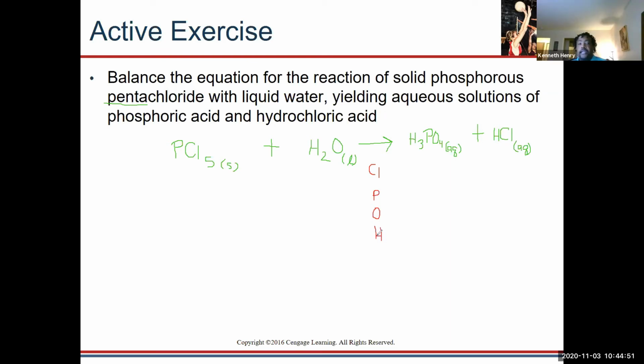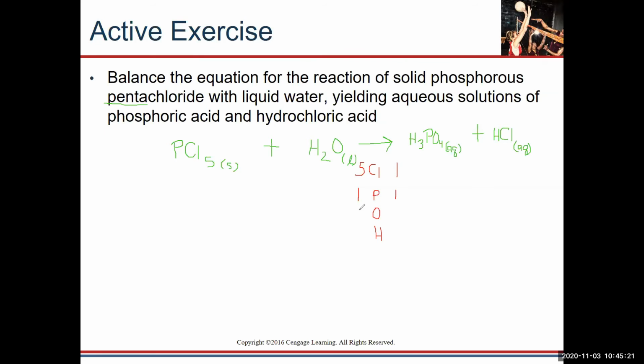Okay. On my reactant side, how many chlorines do I have? 5. On my product side, 1. How many phosphorus do I have on my reactant side? 1. On the product side, 1. How many oxygens do I have on the reactant side? 1. On the product side, 4.